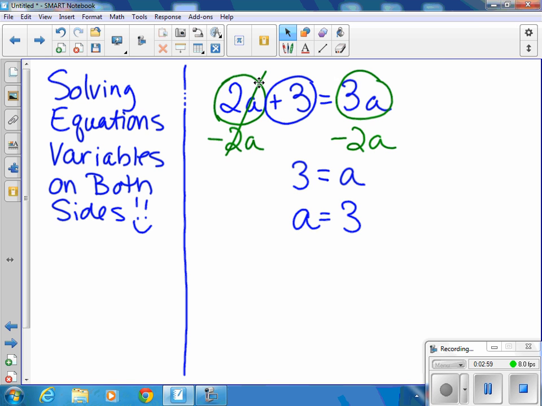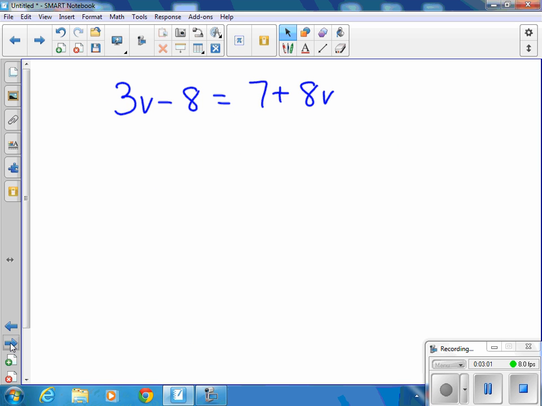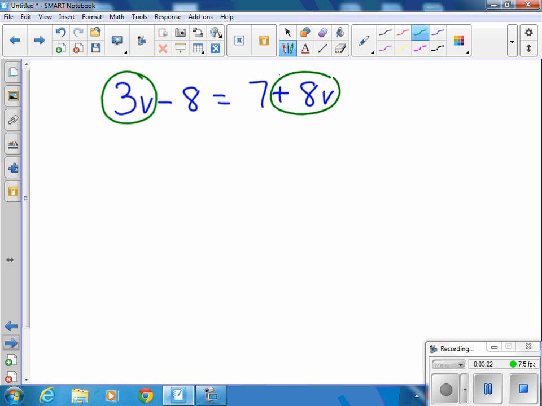All right, let's look at another one. A little bit more work maybe on this one here. Okay, we have 3v minus 8 is equal to 7 plus 8v. So taking a look at this, I have 3v. Again, I'm going to move my variable. That's the first thing I'm going to do because I want all the variables on the same side. So 3v and positive 8v.